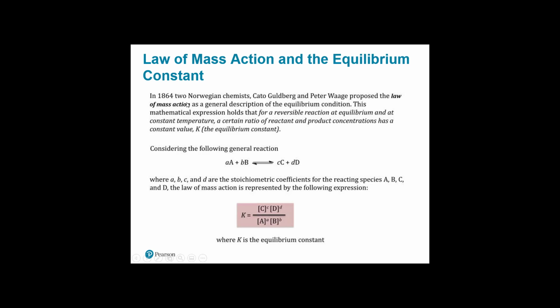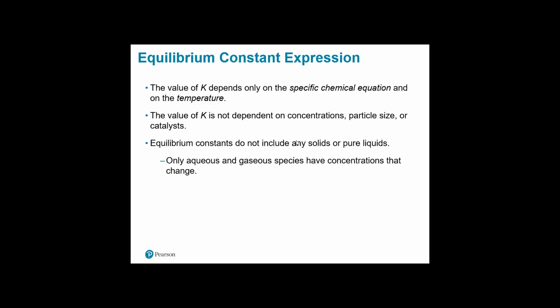And here's some more general information from a slide, but the definition is a mathematical expression that holds that for a reversible reaction at equilibrium and at constant temperature, a certain ratio of reactant and product concentrations has a constant value of K, which is the equilibrium constant. So the value of K depends on the specific chemical equation and on the temperature. The value of K is not dependent on concentrations, particle size, or catalysts. And the equilibrium constant does not include solids or pure liquids.